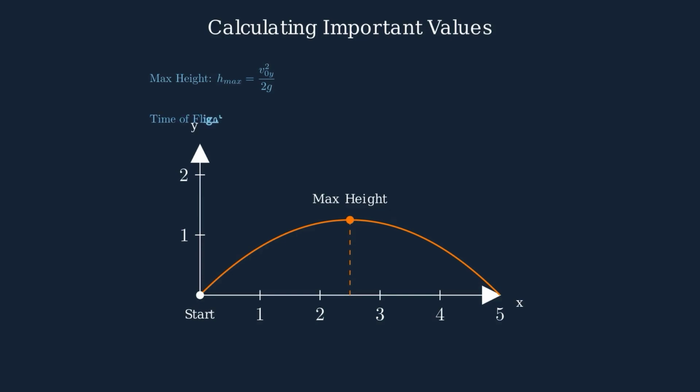The time of flight is the total time the projectile is in the air. For a projectile launched from and landing at the same height, it's twice the time to reach maximum height. The range is the horizontal distance traveled. For a projectile launched from and landing at the same height, it depends on the initial velocity and launch angle.